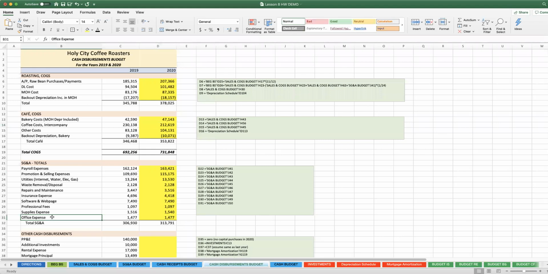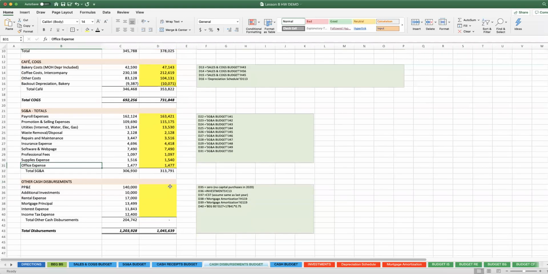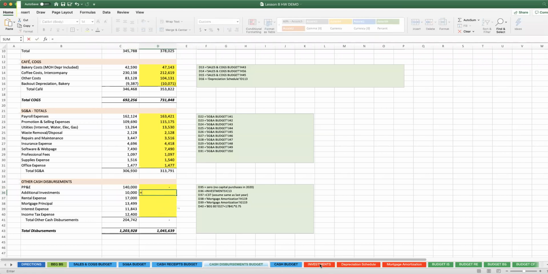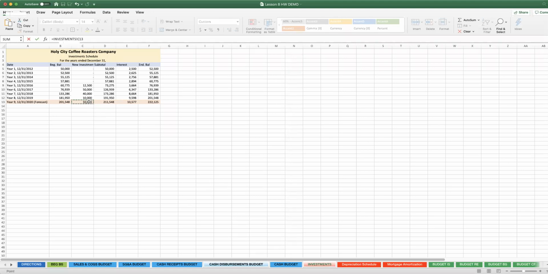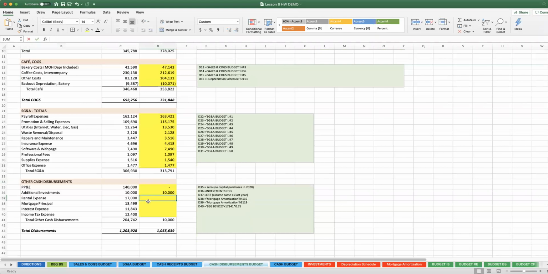So again, the reason why you don't want depreciation in there is it's not a cash item. All right, we said that PP&E was 0. The additional investments, we did make some more investments, so let's go get that cash payment. Under investments, it's right there. So this is a new investment that we're making. Okay, we said this would be the same as last year, so let's just reference that, that's fine.